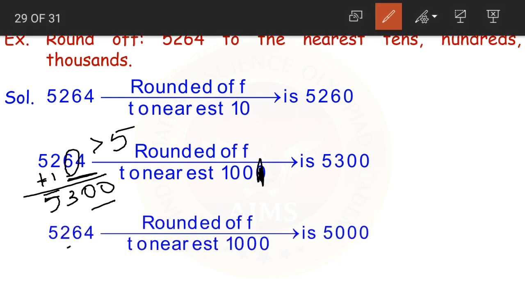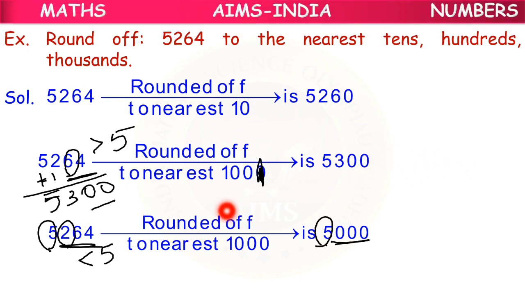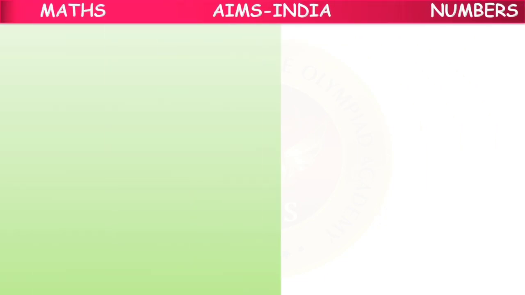Lastly, when rounding off to the thousands, we look at the digit in hundreds place. It is 2, that is less than 5. So the digit in thousands place remains unchanged. We write 5 as it is and the remaining digits are replaced with zeros. So 5,264 when rounded off to the nearest thousands becomes 5,000. Is this clear, students? I hope this was clear.